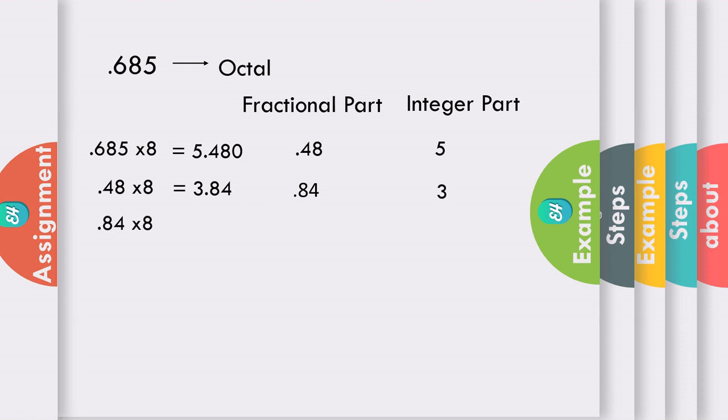One more time, 0.84 into 8 is 6.72. Fractional part is 0.72, the integer part is 6. For the last time, 0.72 into 8 is 5.76, where the fractional part is 0.76 and the integer part is 5.